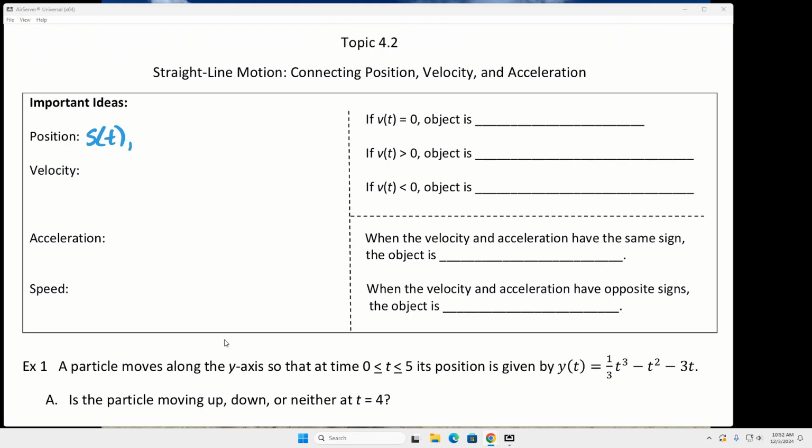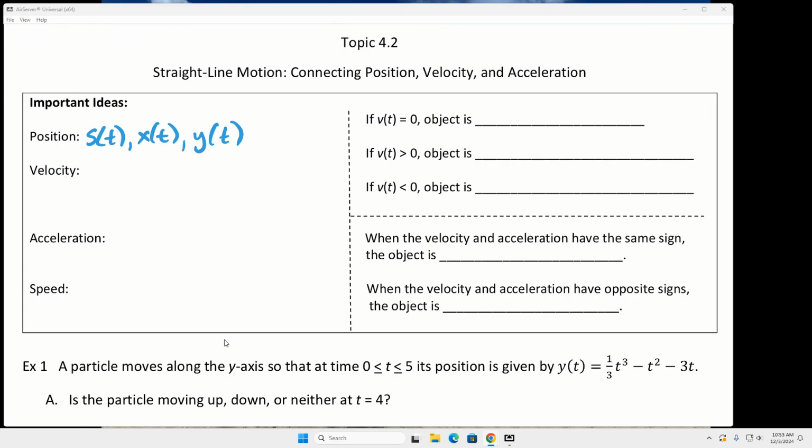A lot of times in calculus, the object is moving on the x-axis or the y-axis. I can almost guarantee there'll be a free response question about a particle either moving on the x or the y-axis. So in that case, they call it x of t when it's moving on the x-axis and y of t when it's moving on the y-axis. I want to say we always saw it as x of t.